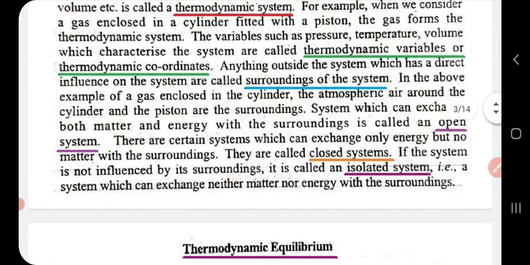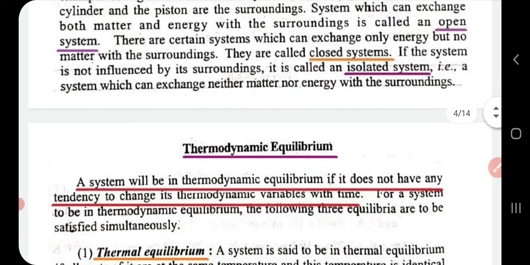Now, what is meant by an open system? It is a system which can exchange both matter and energy with the surroundings. Now, what are closed systems? Systems which can exchange only energy but no matter with the surroundings. Now, the last one is isolated system. It is a system in which energy and matter cannot be exchanged with the surroundings.